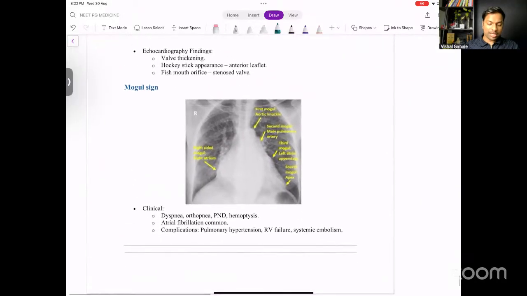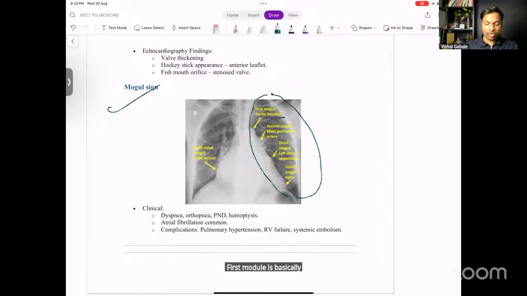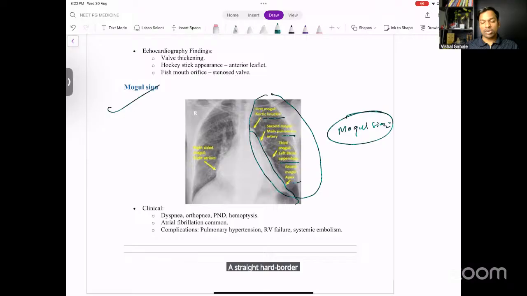Right. In the mogul sign, there is one mogul sign also over there, where the first mogul is the aortic knuckle, the second mogul is the main pulmonary artery, the third mogul is the left atrial appendage, and the fourth mogul is the apex. So these all come in the straight sign, also called the mogul sign or straight heart border sign, or straight left heart border sign.